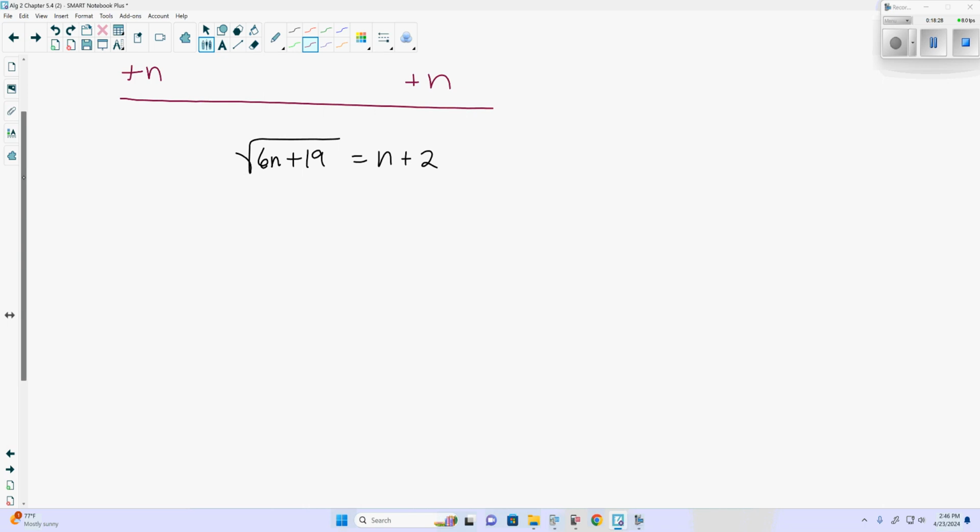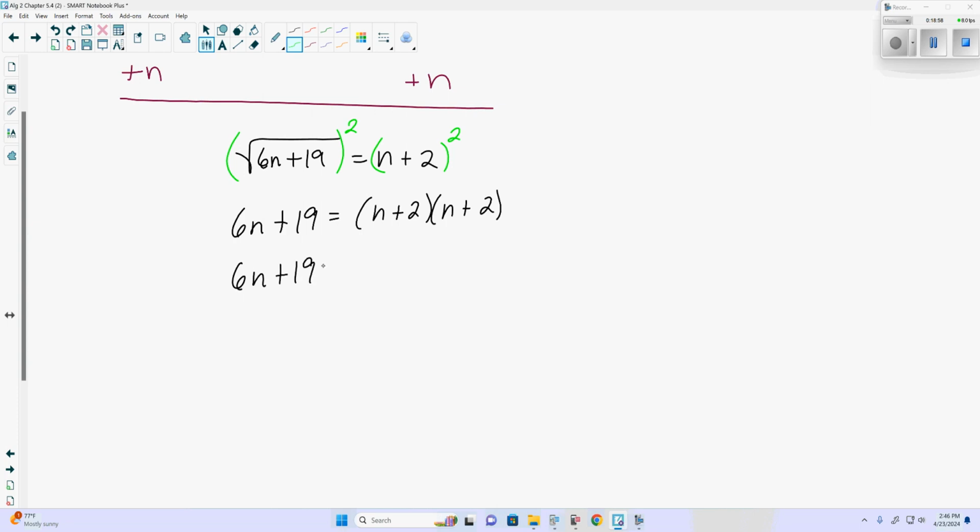Is the radical by itself? So now we can put both sides to the nth power, second power in this case. The left-hand side becomes 6n plus 19. Now our n plus 2 squared is the same as n plus 2 times n plus 2. Sometimes it is nice to write it out just so that we have in our mind what we're multiplying by.